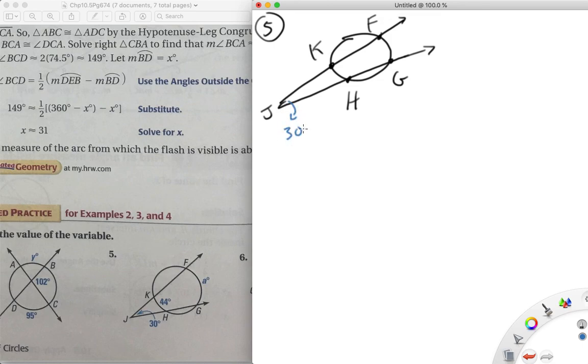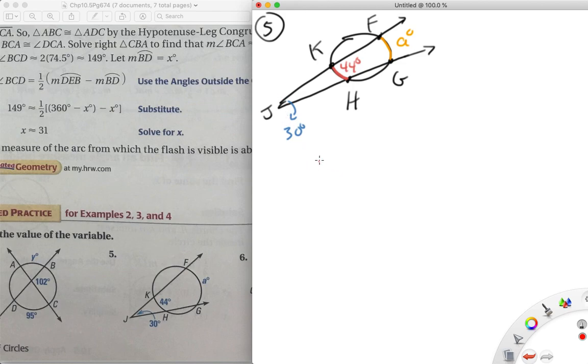And we're also told that this guy over here is 44 degrees. They want us to find FG, and they call it A. Okay, so using 10.13, one of the three.